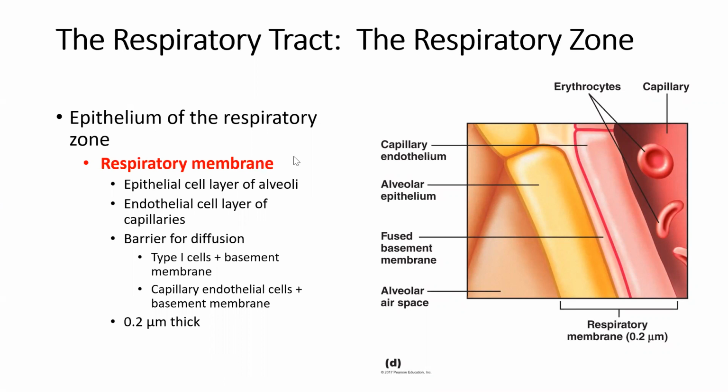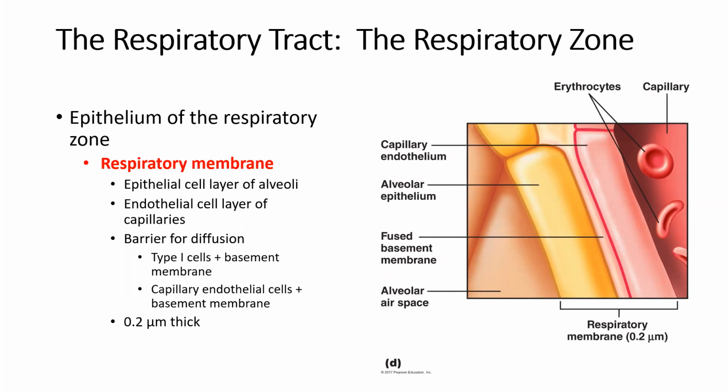The respiratory membrane is really formed by the epithelial layer of the alveolar cells, the type 1 cells that are lining the alveoli, as well as the endothelial cells of the capillary that's coming in really close contact with the alveoli, and by extension, the type 1 alveolar cells. So we've got the capillaries that are overlaying the alveolar sacs, and that brings the endothelial cell of that capillary right up against the type 1 alveolar cell.